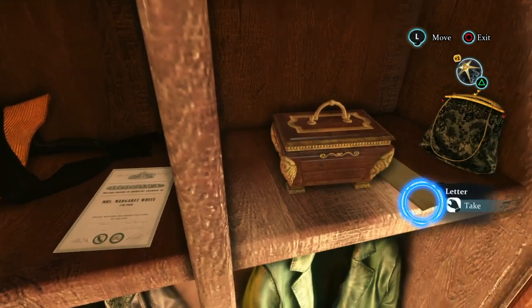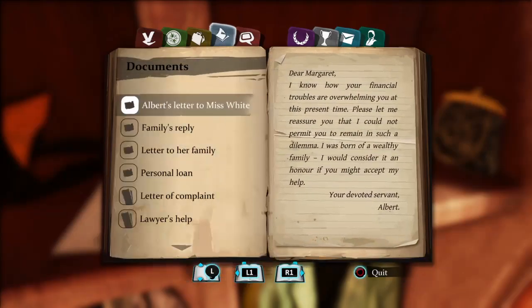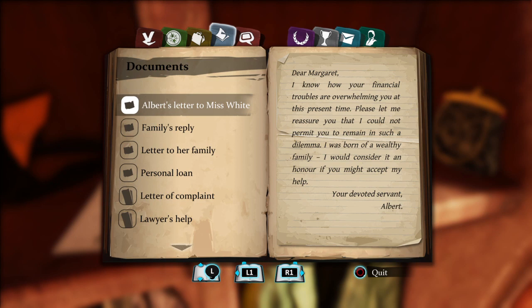I can see a motive. Anyway, Albert's letter to Miss White. Dear Margaret, I know how your financial troubles are overwhelming you at this present time. Please let me reassure you that I could not permit you to remain in such a dilemma. I was born of a wealthy family. I would consider it an honor if you might accept my help. Your devoted servant, Albert. Ooh, he really loves her.